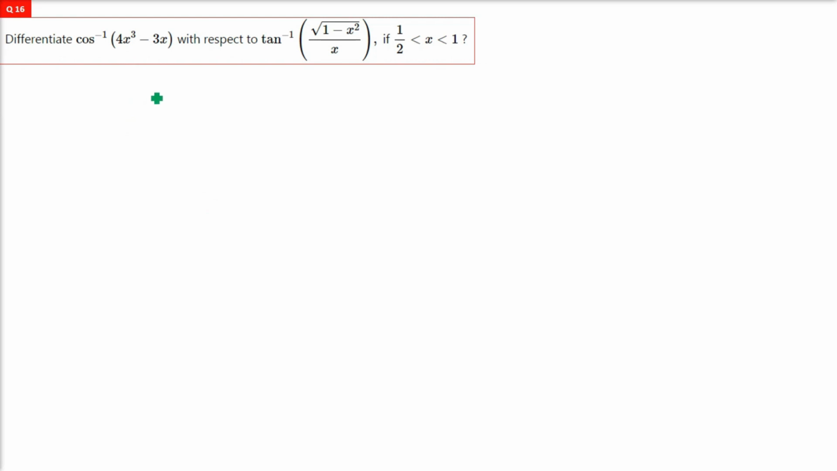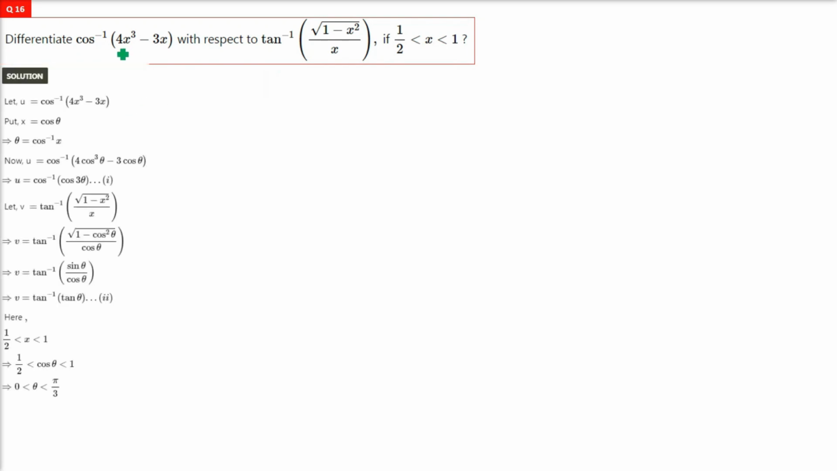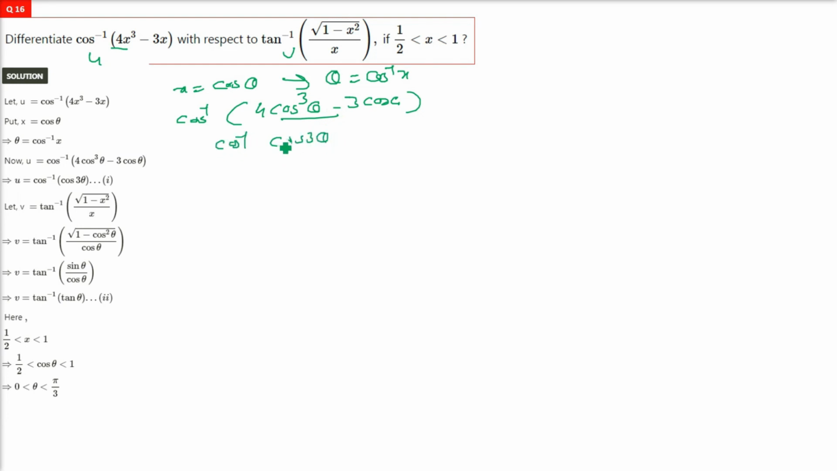So this question, cos inverse 4x cube minus 3x with respect to tan inverse this, half and 1 is the range. So in place of x, just write cos theta. So this is u, this is v. So x is cos theta. So theta is equal to cos inverse x. So cos inverse 4 cos cube theta minus 3 cos theta. So this formula is nothing but cos 3 theta. That is a standard result. So don't worry about that. Theta, you can cancel, 3 theta. U is equal to 3 theta.